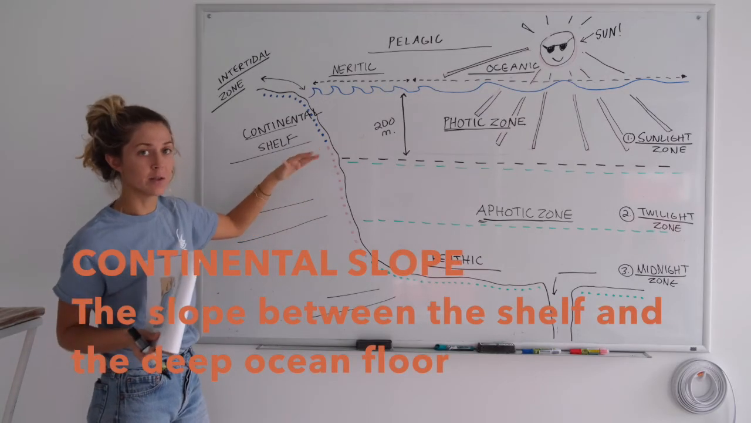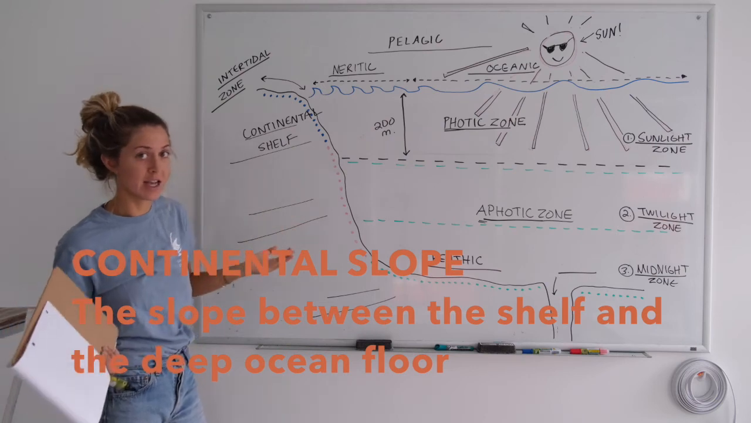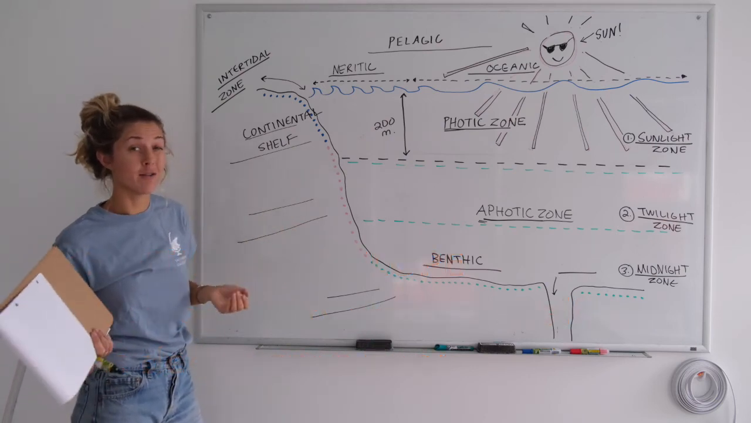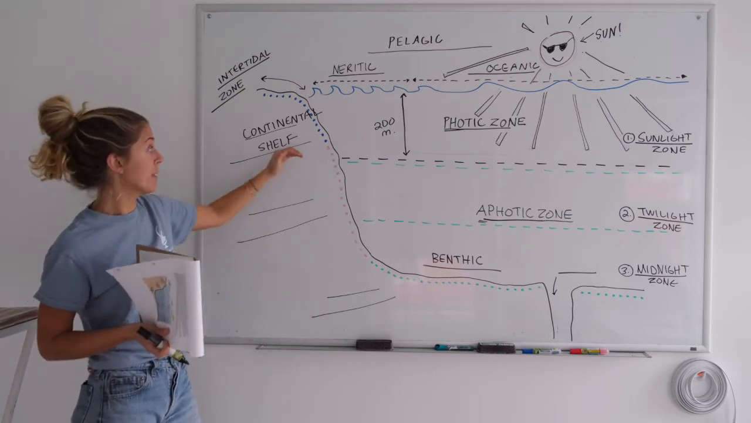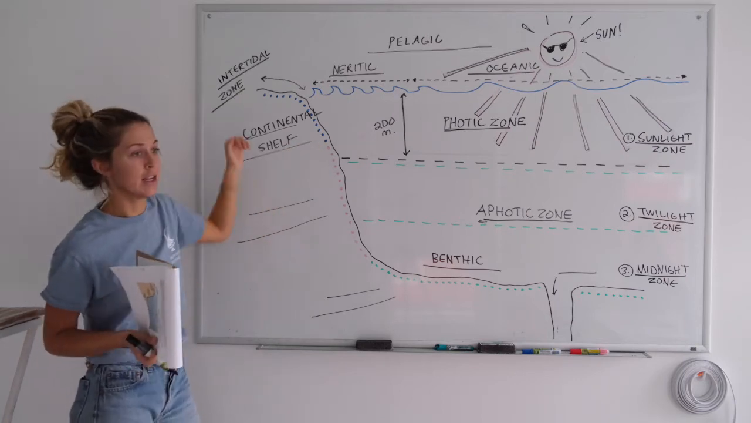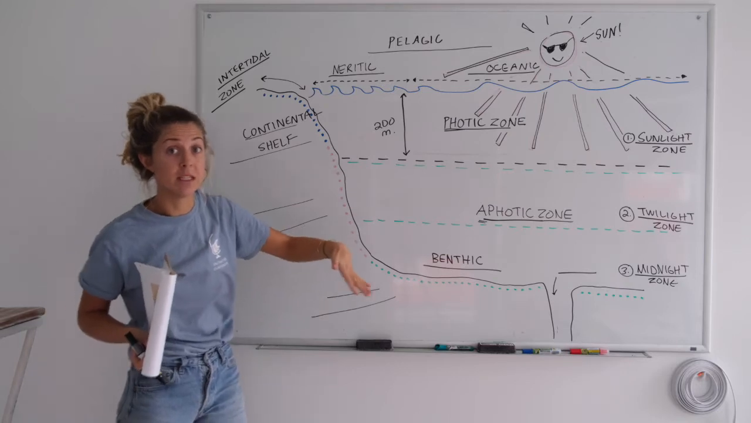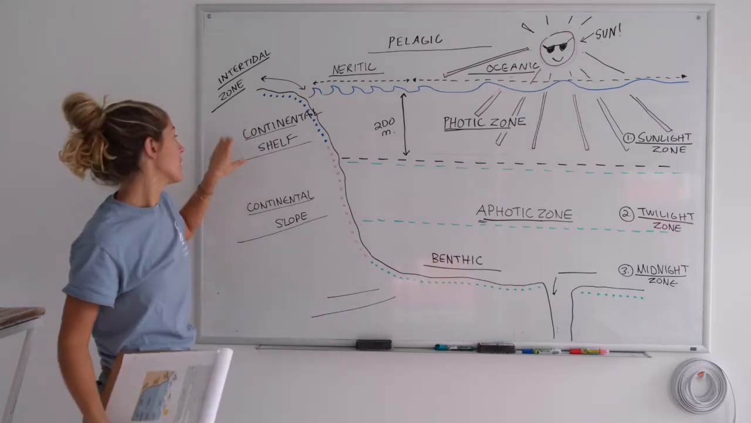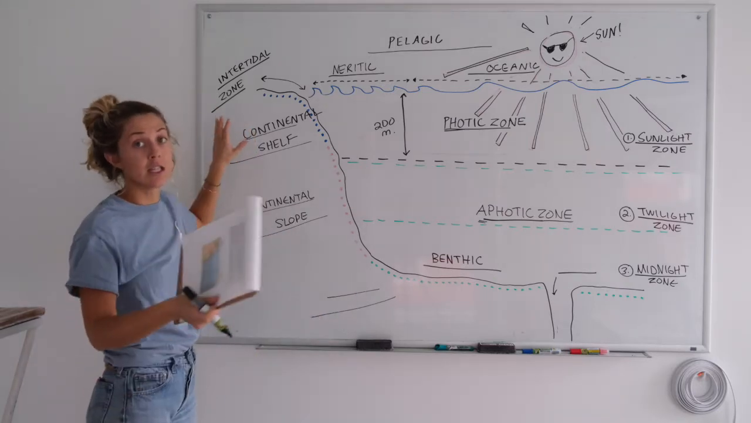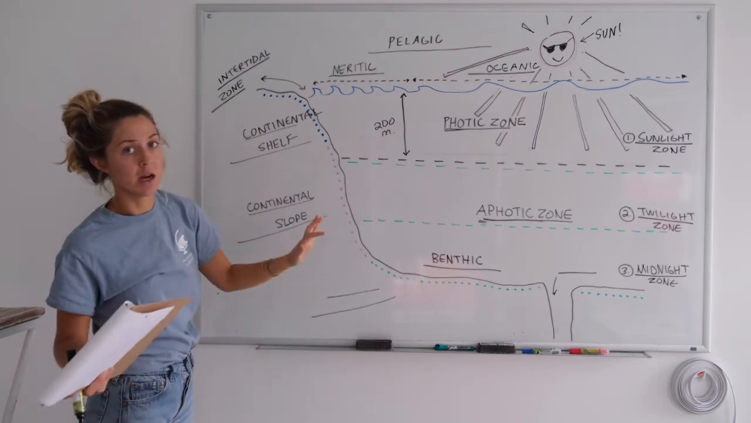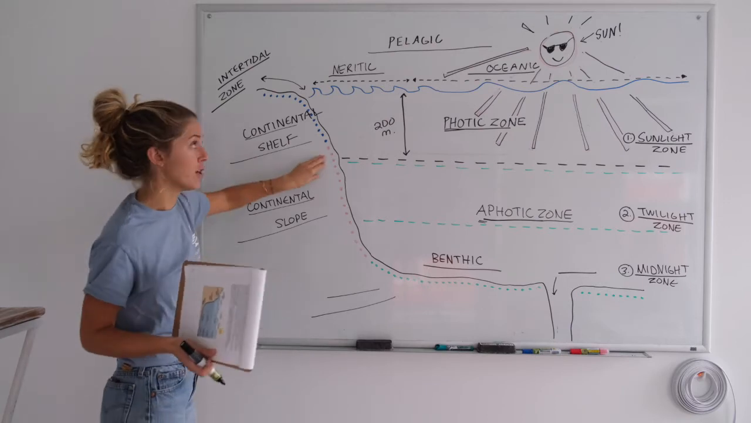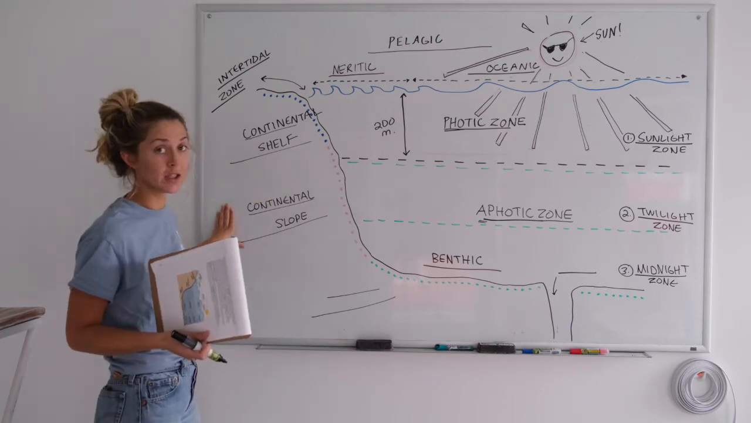At this point is where you find drop-offs. Has anyone ever heard of a drop-off, maybe in Finding Nemo? That's where the continental shelf meets the continental slope and drops off into really deep, deep water. So you have the continental shelf, which is near land and the shallow part of the ocean that extends beyond the continents themselves. Then you get a drop-off where you get the continental slope.